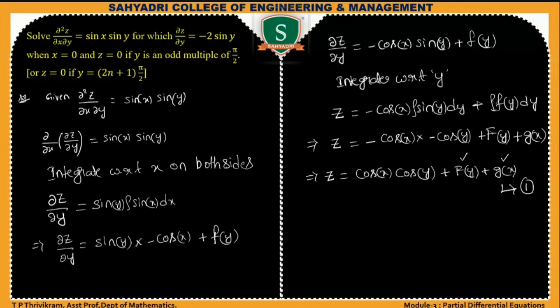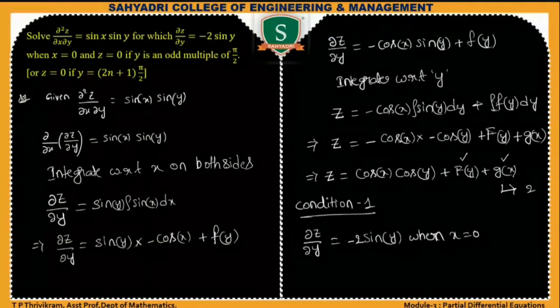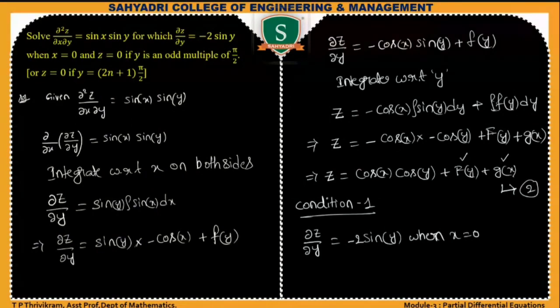Now I need to find the solution with these unknown functions. If you want to find these unknown functions, we have to make use of the given conditions. Condition 1 is dou z by dou y equal to minus 2 sin y when x equal to 0. Instead of writing this as equation 1, I'll write it as equation 2 and take the earlier one as equation 1.